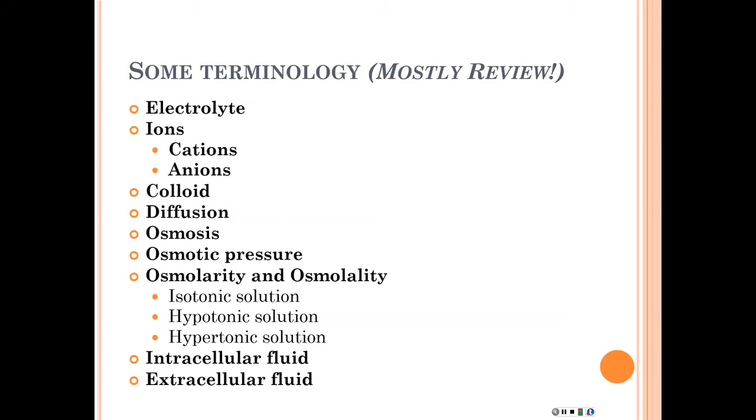Therefore, water moves into the cell, causing the cell to lyse. So in a hypotonic solution, you have more solute inside the cell than outside the cell. Water moves in. In a hypertonic solution, the solution or interstitial fluid has more solute than the cell, and water will move out of the cell, causing the cell to shrink or crenate.